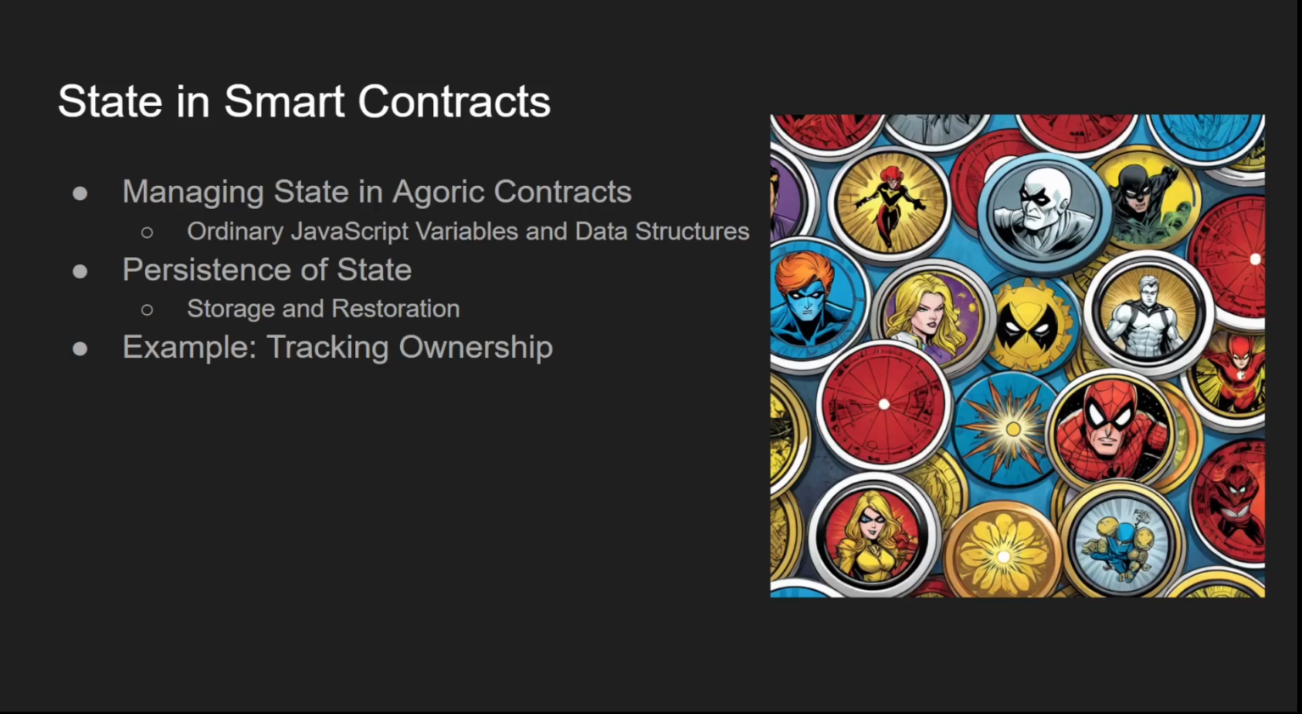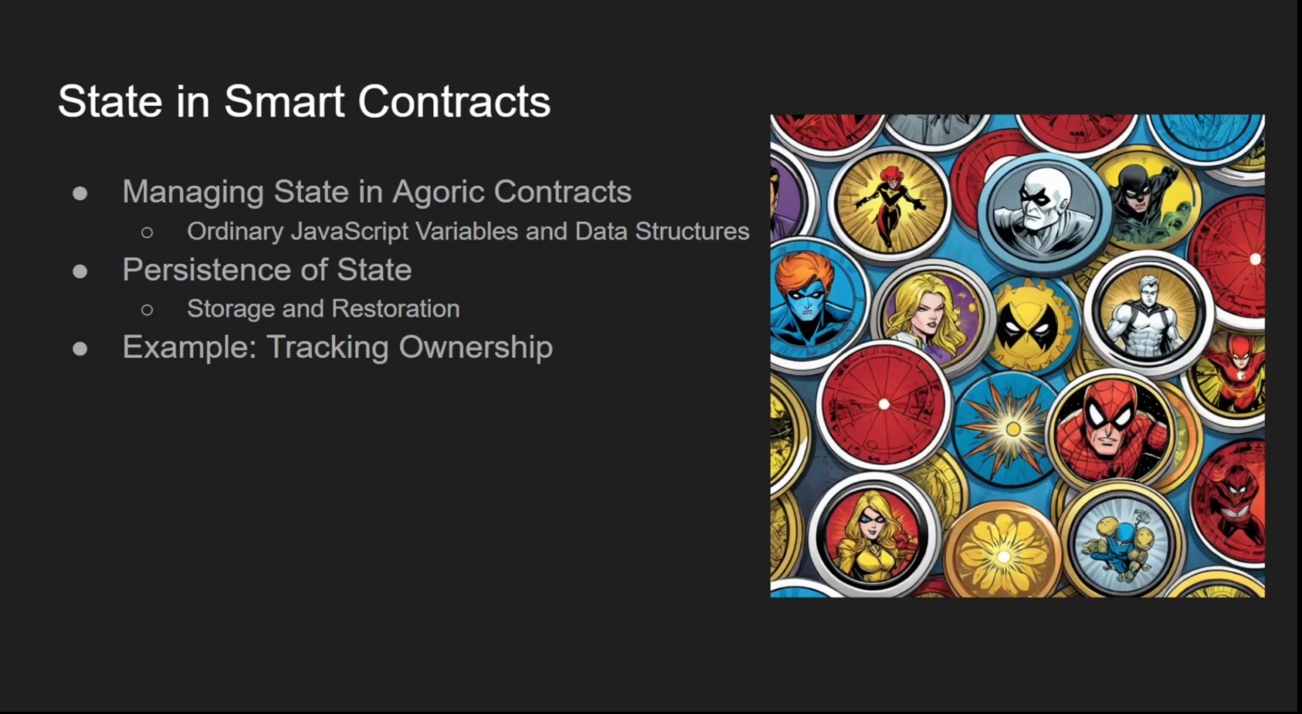One of the key strengths of Agoric's approach is the persistence of state. When a contract's state changes, these changes are stored persistently. This ensures that state is maintained across different interactions with the contract.